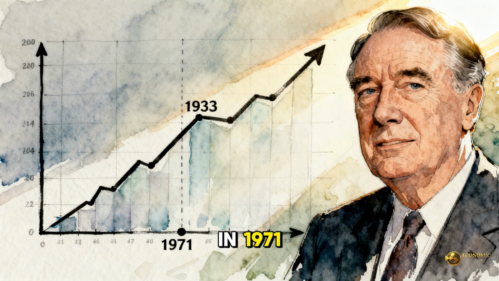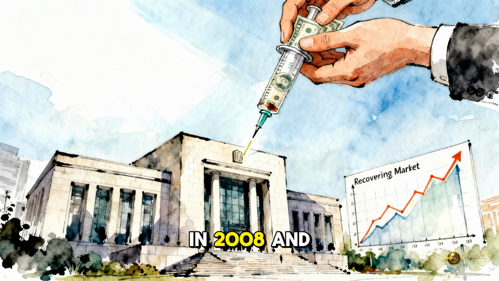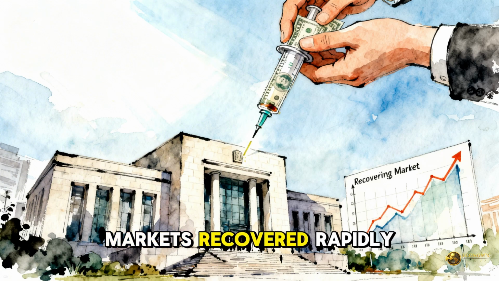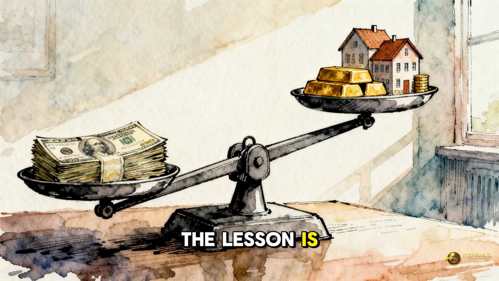In 1971, after the dollar was detached from gold, markets surged. In 1933, after Roosevelt restructured the monetary system, asset prices rose. In 2008 and 2020, after central banks intervened aggressively, markets recovered rapidly. Monetary expansion supported asset values. The lesson is structural. When debt burdens are high and crisis emerges, authorities print. Hard assets tend to benefit relative to cash.